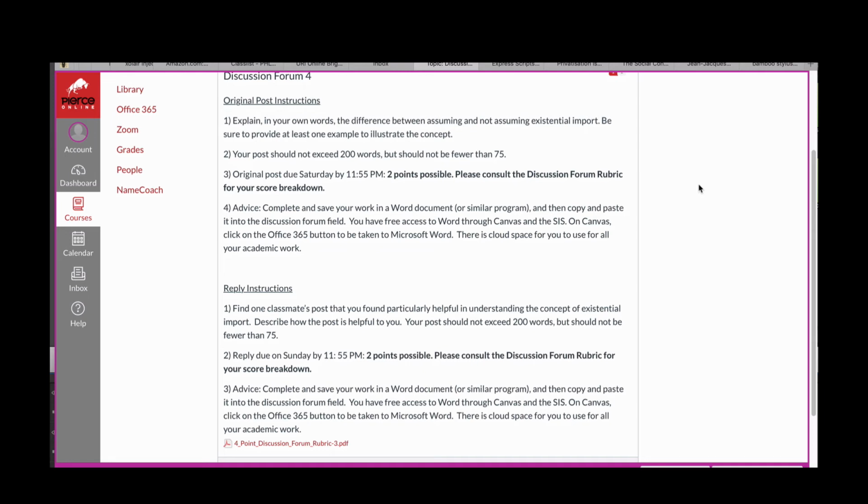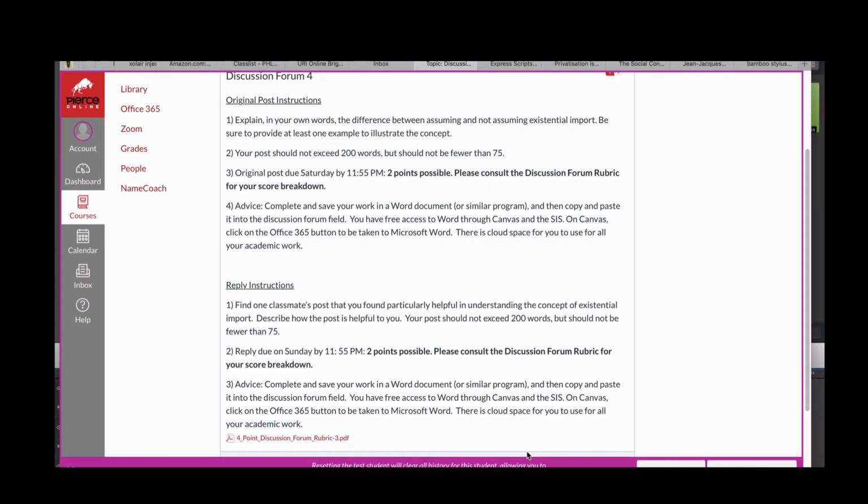horse. We do not have to, in fact, we can't assume existential import for the particular claim, because particular claims already assert the existence of at least one thing. When we say, for example, some dogs are not pit bulls, we're saying there is at least one thing, it's a dog, and it's not a pit bull. There is no assuming existential import because the existence of at least one dog is expressed in the claim itself.